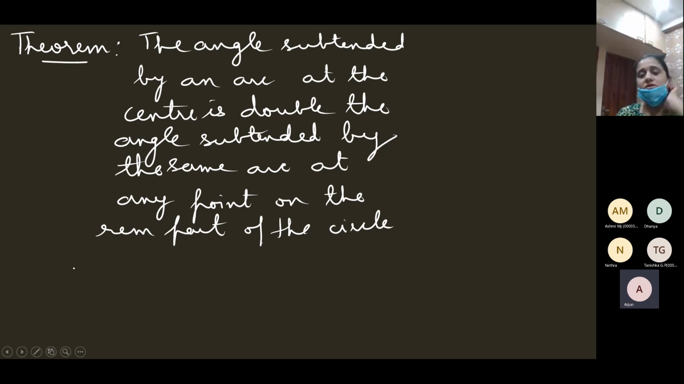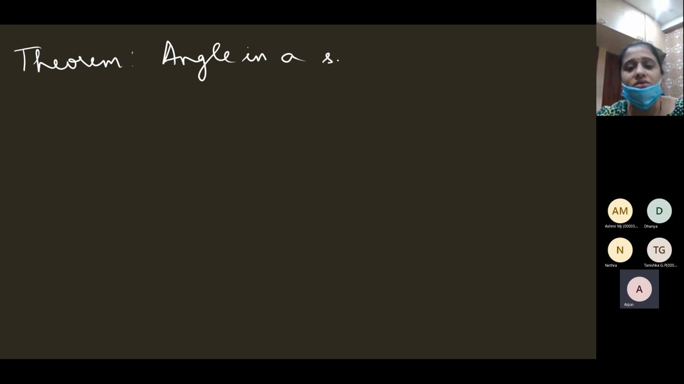This is the theorem. The angle subtended by an arc at the center is double the angle subtended by the same arc at any point on the remaining part of the circle. Very important theorem. Next, another theorem. Angle in a semicircle is a right angle.